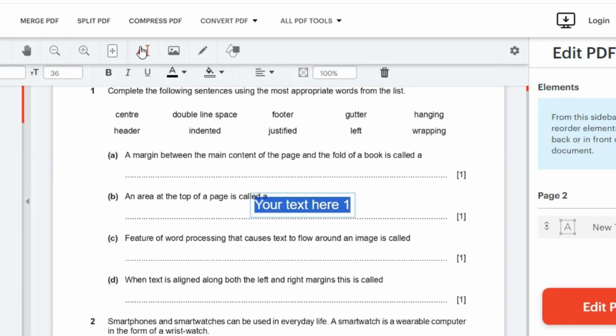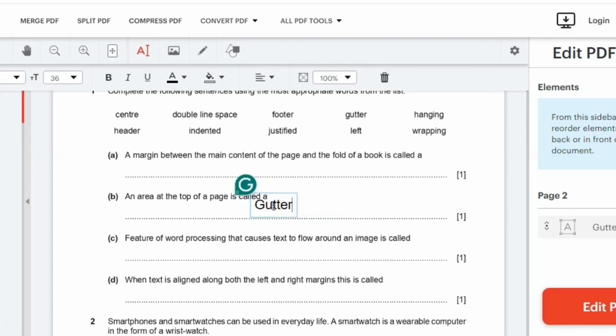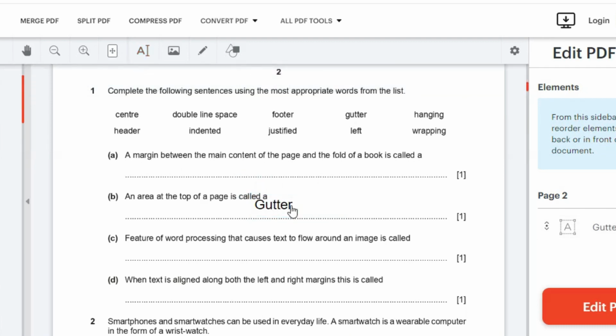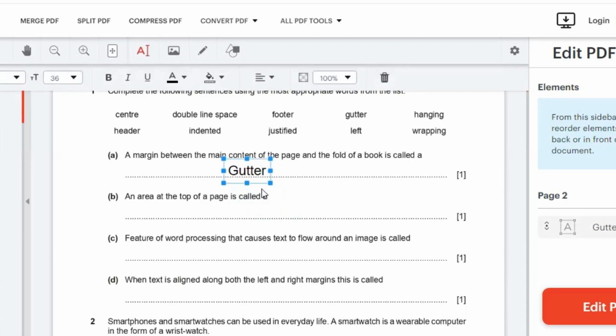What's your answer? That's correct. It's a gutter. That's the correct answer. You can see it here. All right, so we put it here.